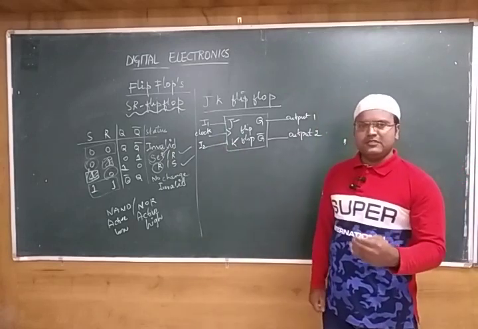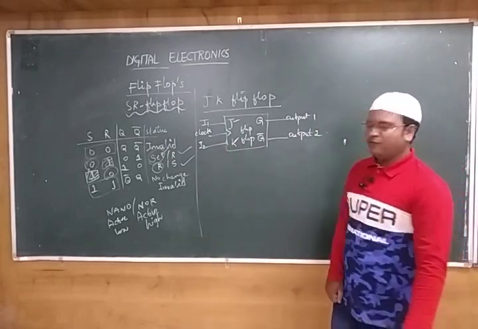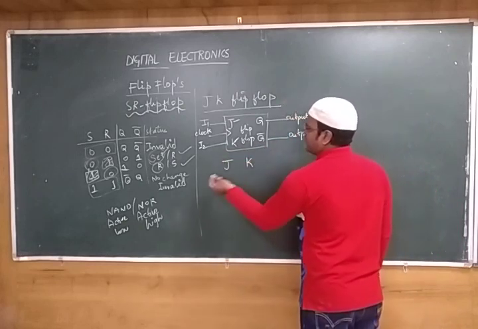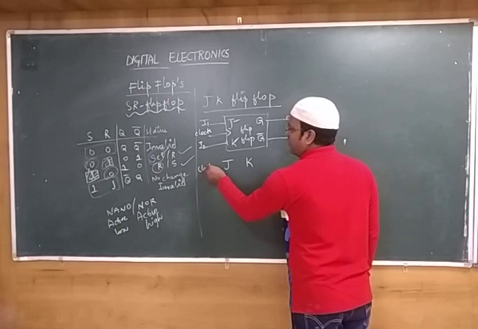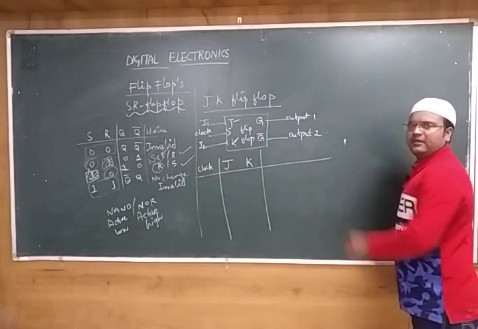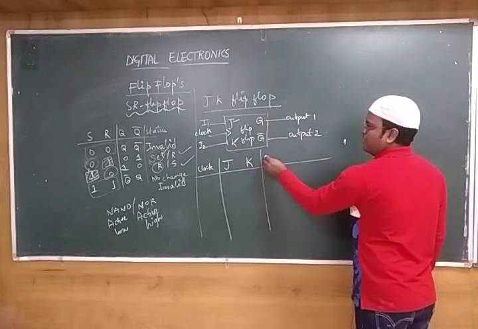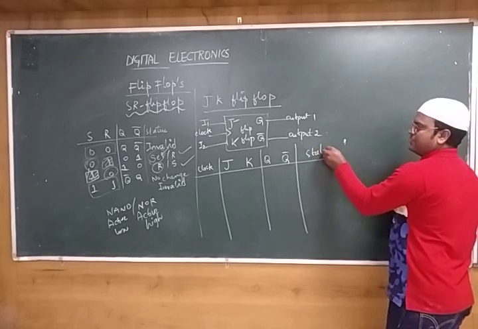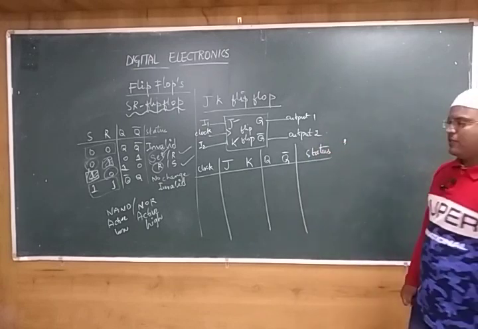But what is the difference between SR and JK flip-flop? The first difference is the truth table. So when we write J and K, what is the first thing we are giving, students? We are giving the clock pulse. We'll write the clock pulse over there. Next thing, we have the outputs. How many outputs are there? Q and Q bar. Next, we have to write its status, right? So what are the clock pulses?